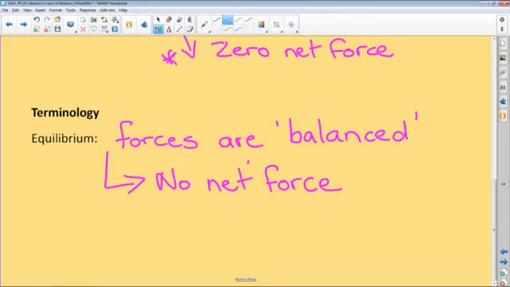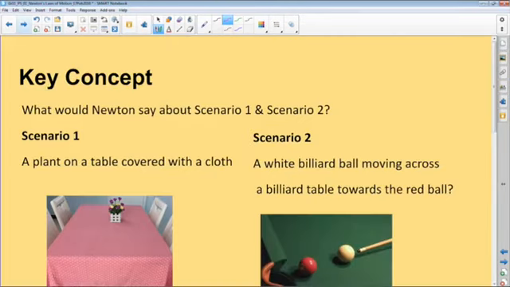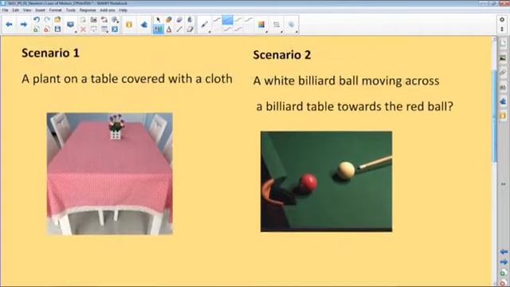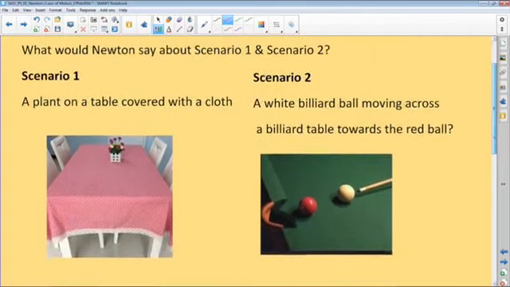Okay, hopefully you're still with me. We're going to do the last bit, and then I'm going to send you off on a break. So, what would Newton say about scenario 1 and scenario 2? So scenario 1 was where we had a plant on a table covered with a cloth, and scenario 2, we have a white billiard ball moving across the table towards the red billiard ball. So what would Newton say about them?